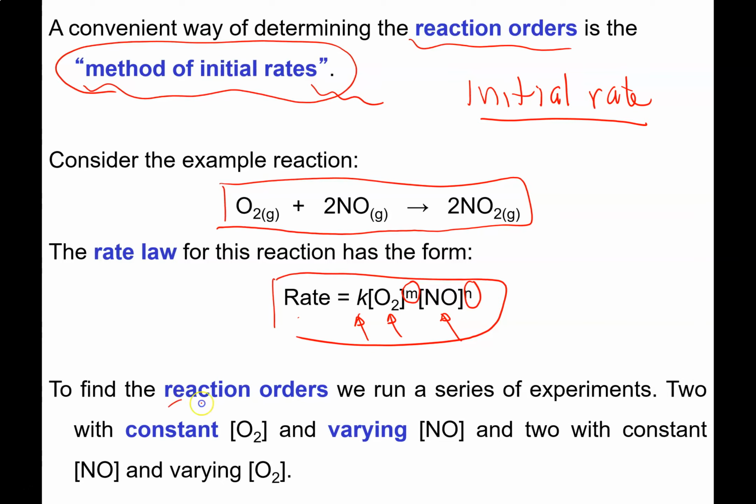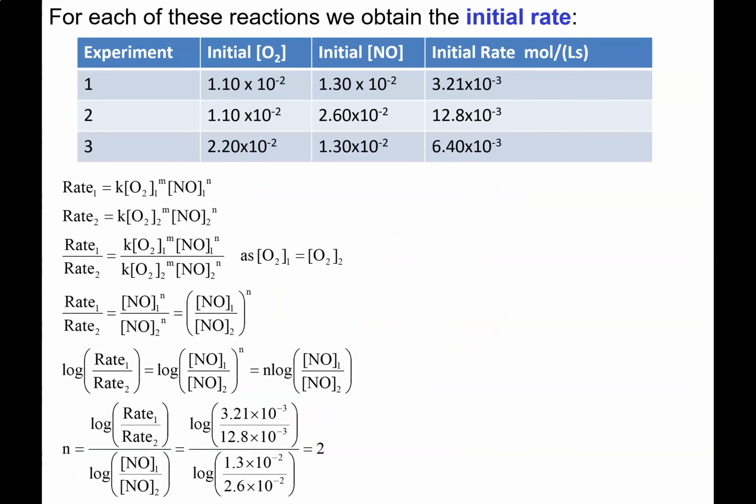To find the reaction orders, we're going to run a series of experiments. In two of these experiments, we'll have constant O2 and we're going to vary NO. In that way, we will be able to see how the rate is affected by the concentration of NO. We're then going to run another two experiments where we have constant NO, but we vary O2, and that'll give us the reaction order of O2.